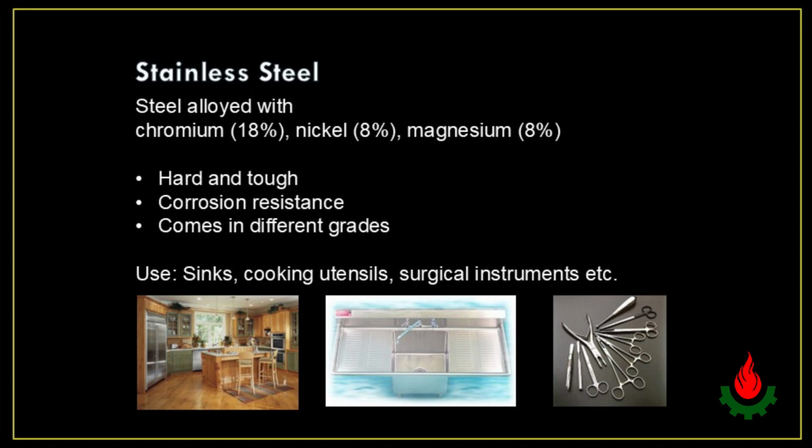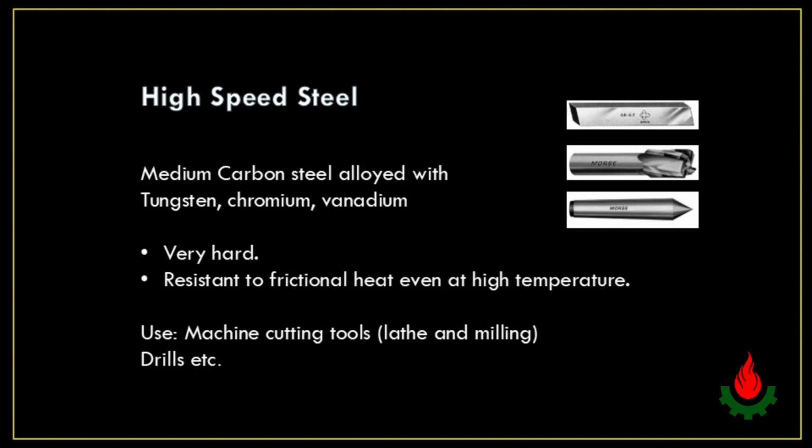Stainless steel, steel alloyed with chromium 18%, nickel 8%, manganese 8%. Hard and tough. Corrosion resistance, comes in different grades. Use: sinks, cooking utensils, surgical instruments, etc. High-speed steel, medium carbon steel alloyed with tungsten, chromium, vanadium. Very hard, resistant to frictional heat even at high temperature. Use: machine cutting tools, lathe and milling, drills, etc.